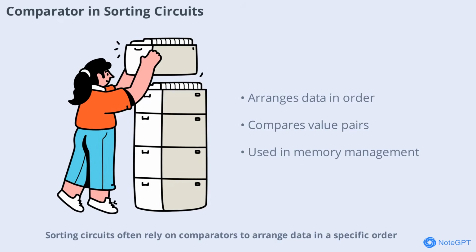Sorting circuits often rely on comparators to arrange data in a specific order. By comparing pairs of values, the circuit can determine which should come first. This process is fundamental in digital systems that require data organization, such as memory management and database operations.